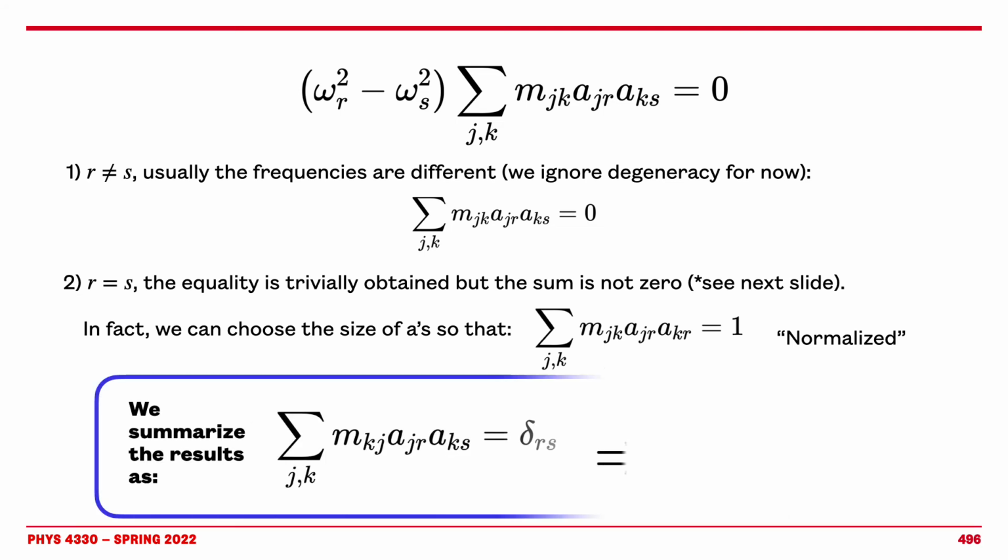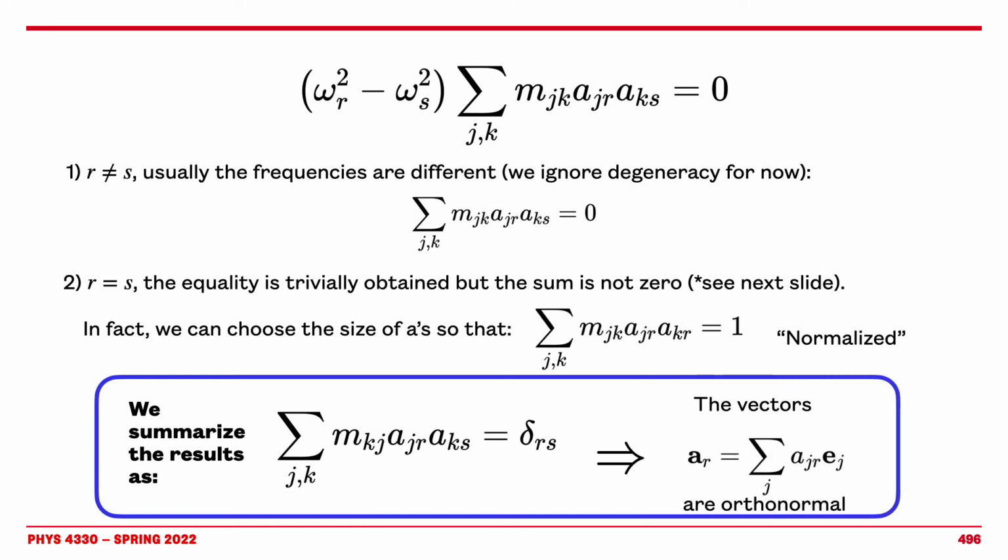So the result will be obtained from this. As I said, in this blue box, this is the main result of this screencast: that the A's are orthogonal, and we can write vectors which are orthonormal, the A R vectors, that are actually written explicitly with the unit vectors e_j, the usual thing. So let's just spend another couple of minutes to show that the sum is not equal to 0 in the case of R equal S.